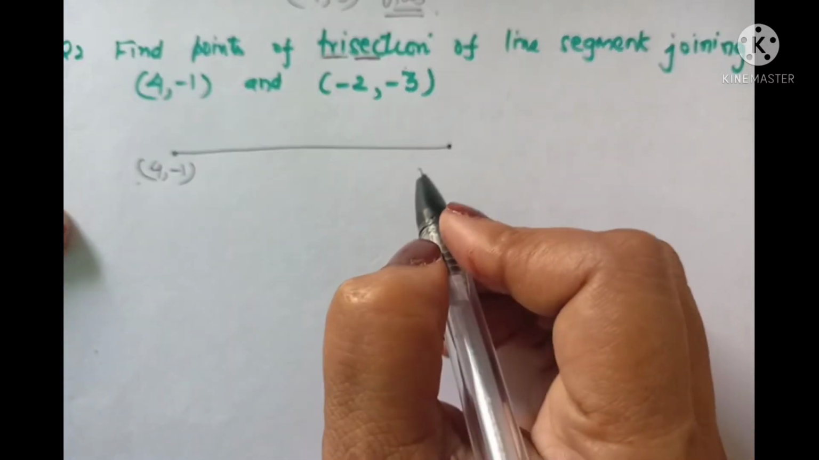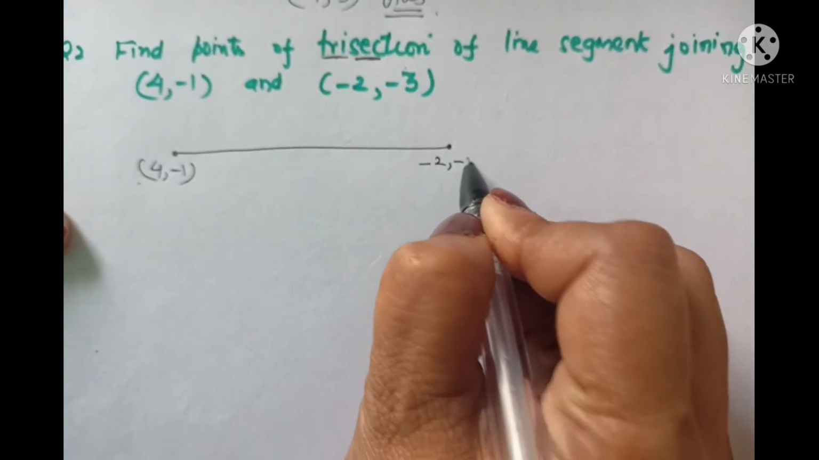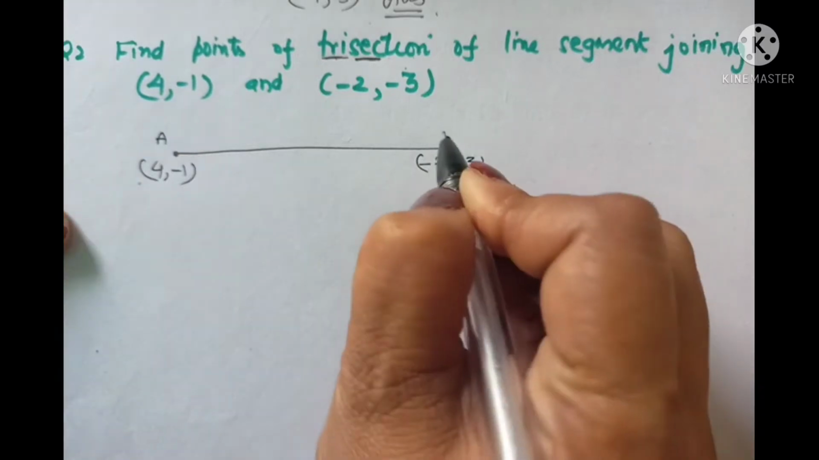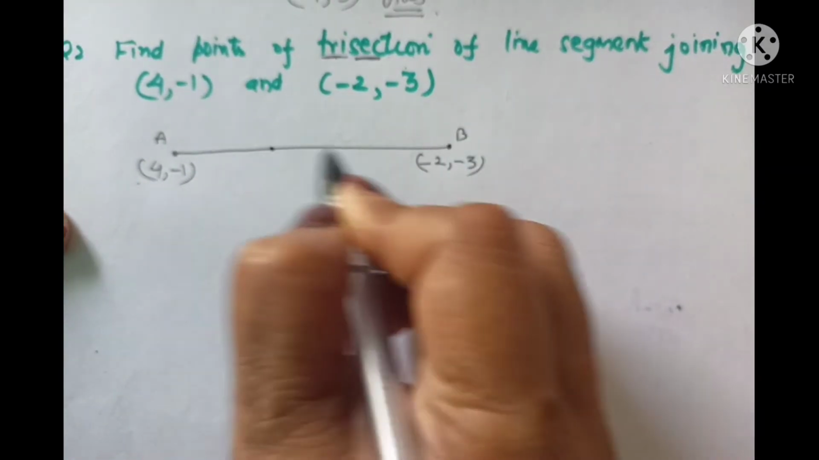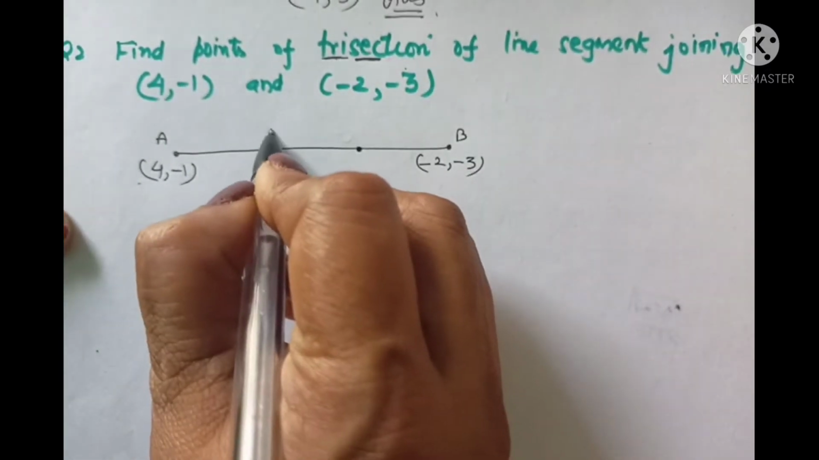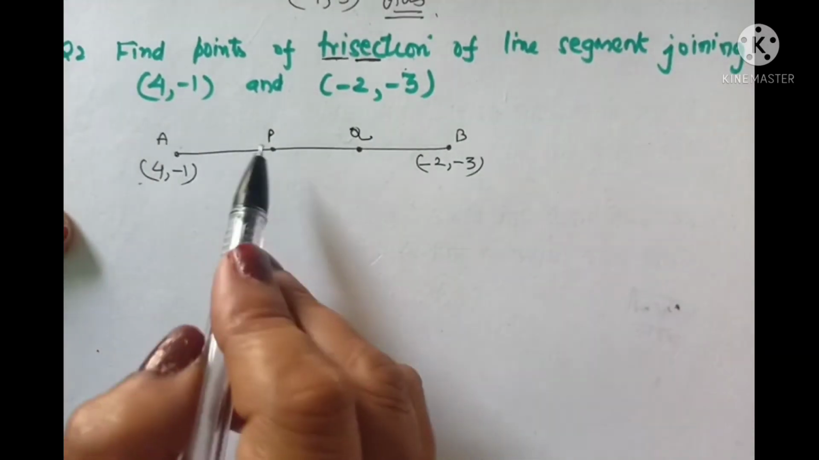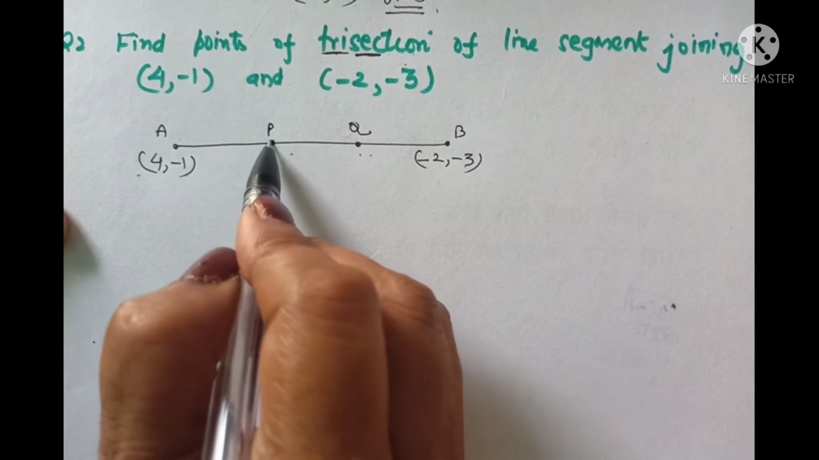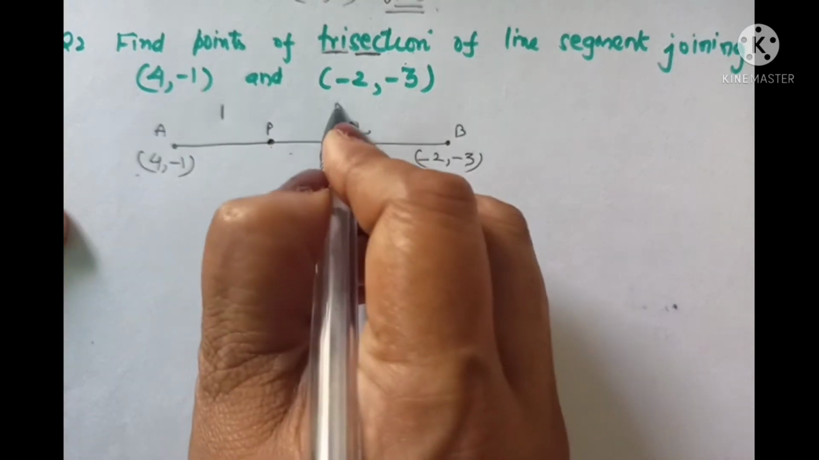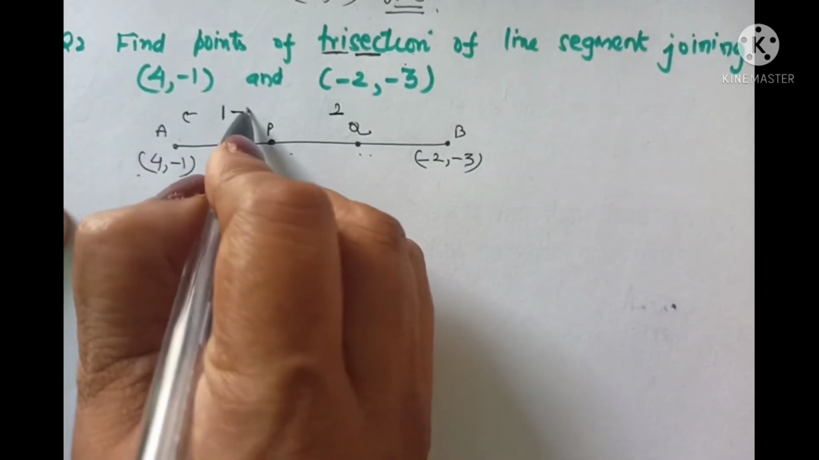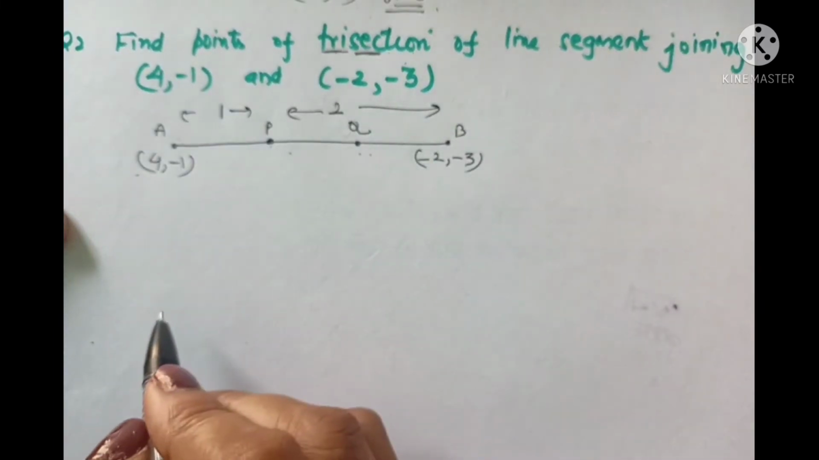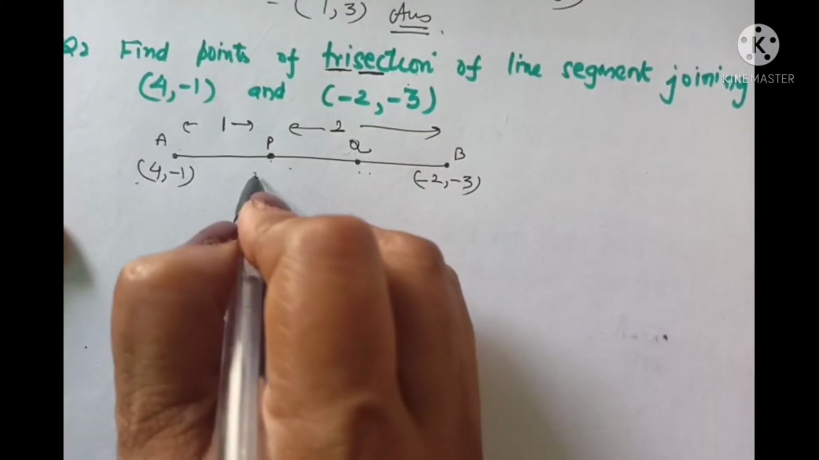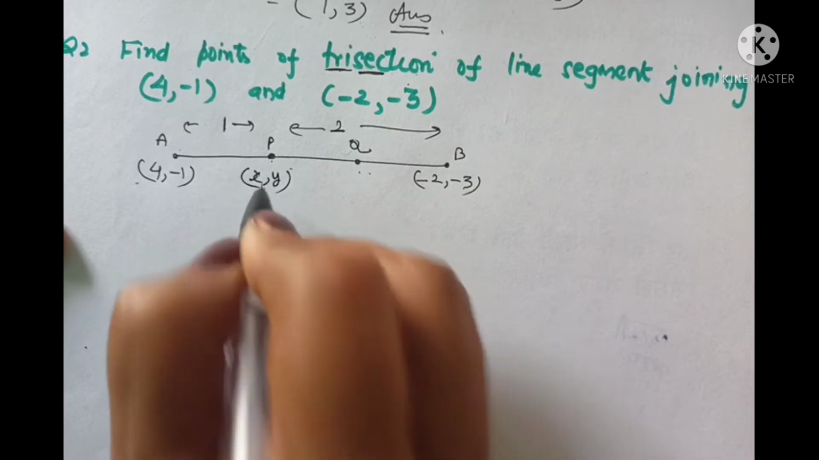The line segment is joining 4, -1 and -2, -3. Let these points be A and B. And we need to find the points which divide it in 3 equal parts. So AP is equal to PQ is equal to QB. So may I say that point P divides AB in ratio 1:2. Say this is 1 part and this is 2 parts. Okay. Now this becomes my simple question. Let me call it x, y.